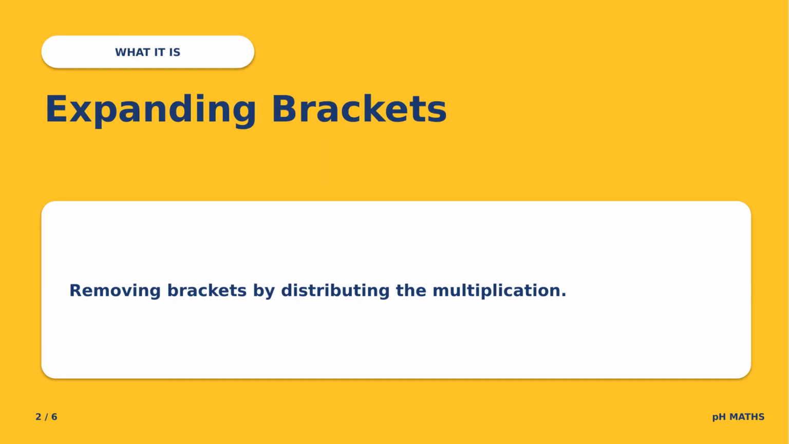Definition: expanding brackets means removing them by distributing the multiplication. Single bracket, a times the quantity b plus c equals ab plus ac. Multiply the outside by each thing inside. That's it. The pattern scales up. Same rule applies whether the multiplier is a number, a letter, or another bracket.